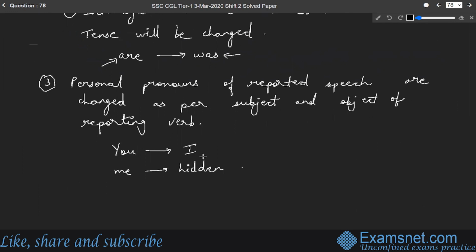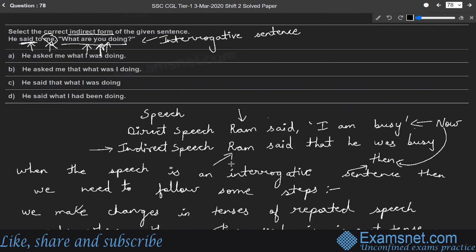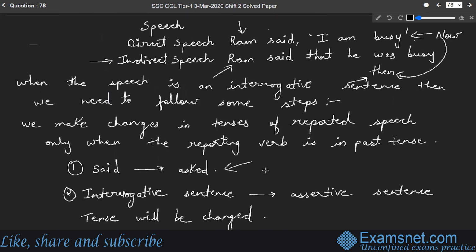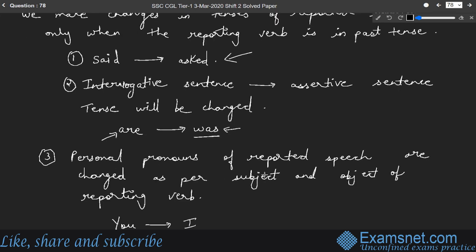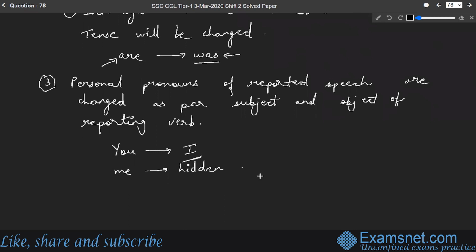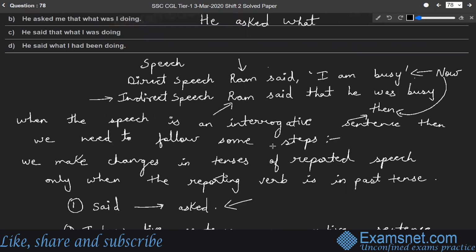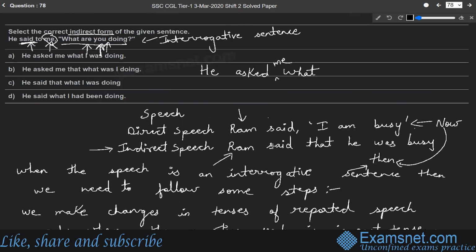So after using all these steps, the final sentence will be, let us write it here. The first word is he. According to all the steps, said will be changed to asked. So asked. Now to and me will be hidden because me is the object here. Then what are you doing? So it will be what are you? See, are will be changed to was, and again you will be changed to I. So the sentence will be, he asked me what I was doing.